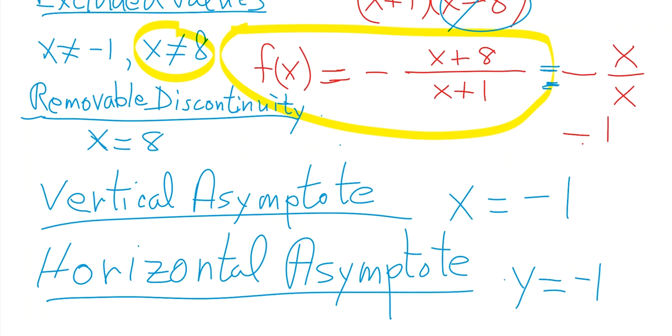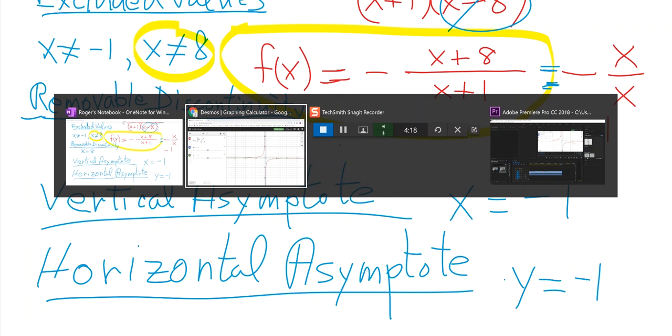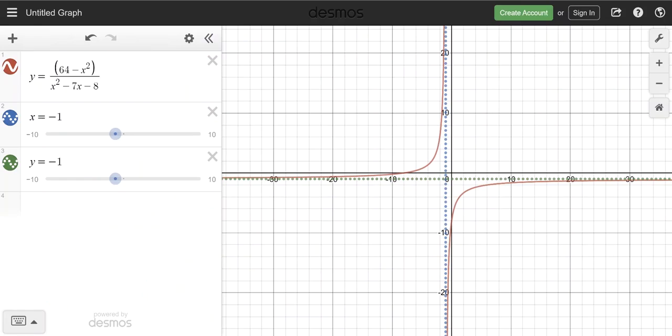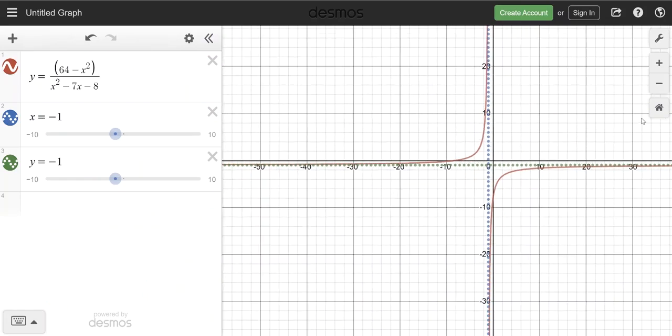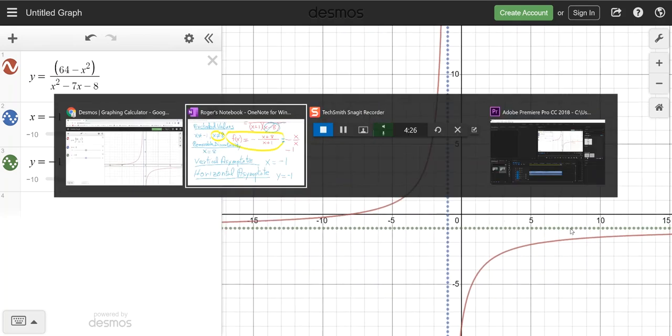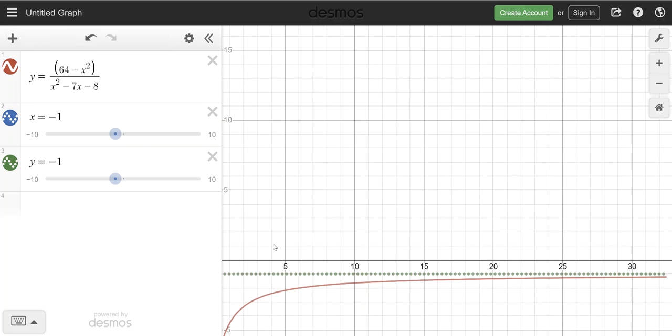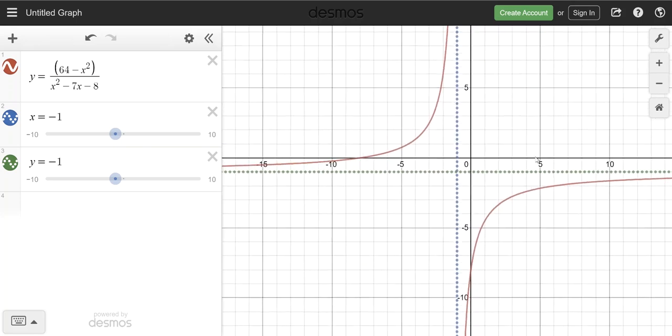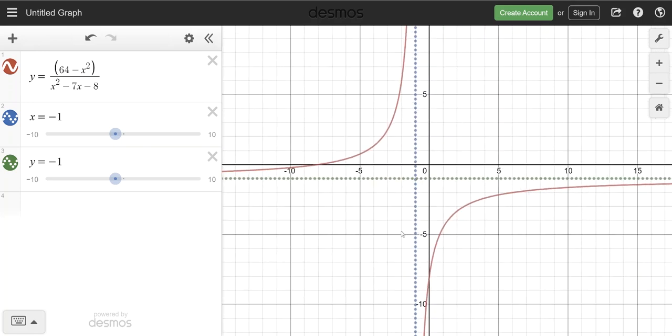Y equals negative 1. So if you go back to the graph and you look at it for a little bit, notice that that is in fact what happens. It begins to settle down to y equals negative 1. Negative 1, 2, 3, 4, 5. Yes, this is negative 1. Y equals negative 1 is our horizontal asymptote.